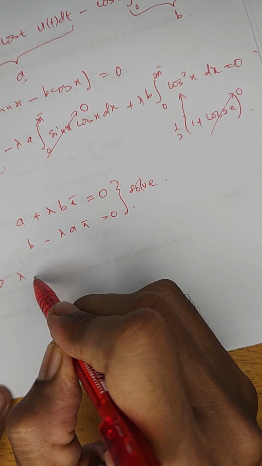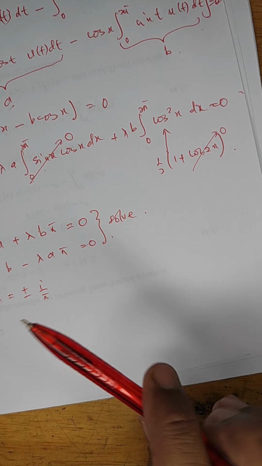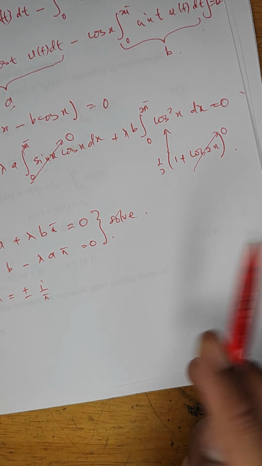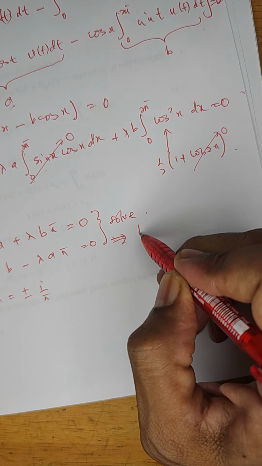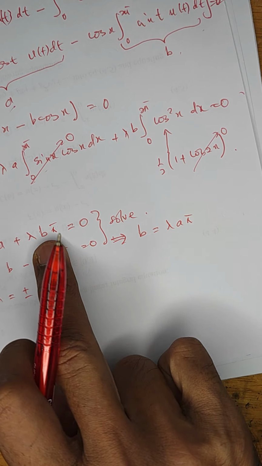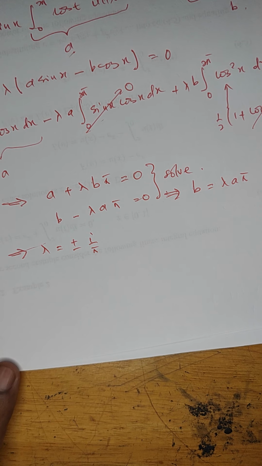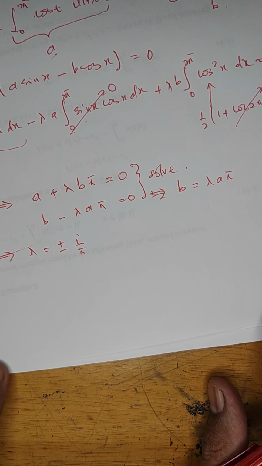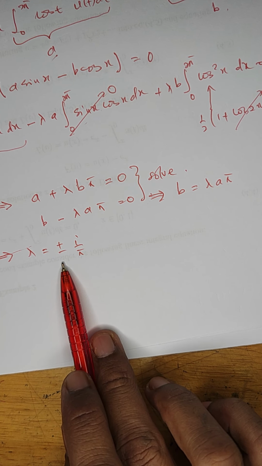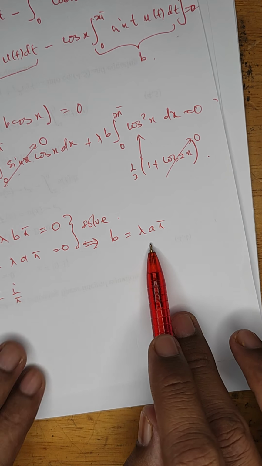We have lambda is plus minus i over pi. Just substitute there. From there we have B equal to lambda A pi, then substitute into the first equation, and then you have those things. So what happened in this case? We have lambda is plus minus i over pi, because we have two cases here.